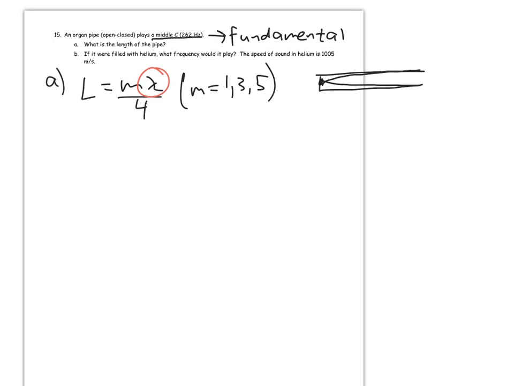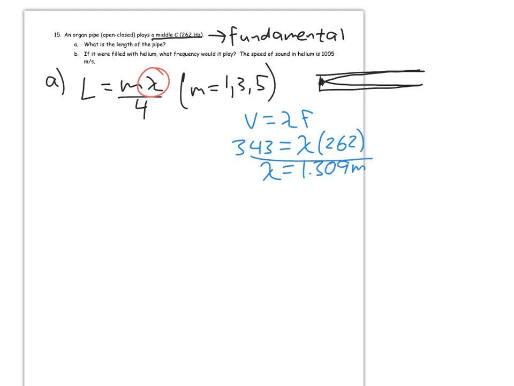In order to find the wavelength, we're going to say velocity is just wavelength times frequency. Because it's an instrument that relies on sound traveling through air, in this case a pipe, we're going to use the speed of sound in air, which is 343. So that's going to be equal to our wavelength times our frequency, which is 262. And so we find that our wavelength here is going to be 1.309 meters. Okay, so we can sub that wavelength in there, and then we can find the length of the organ itself.